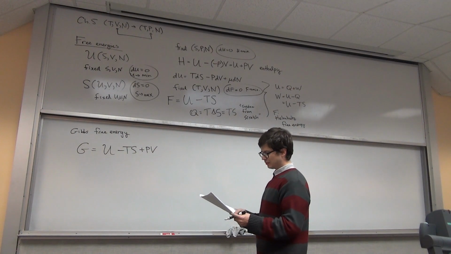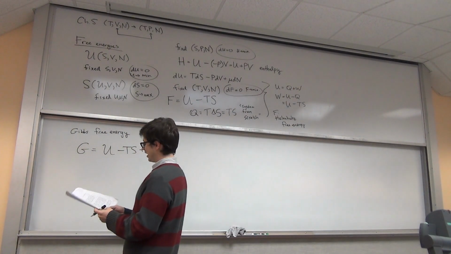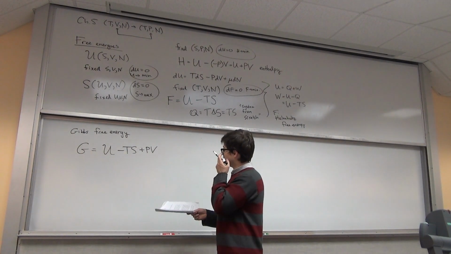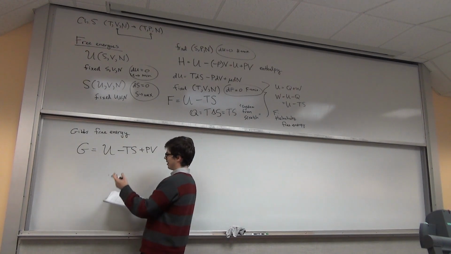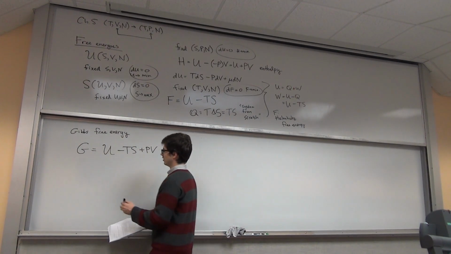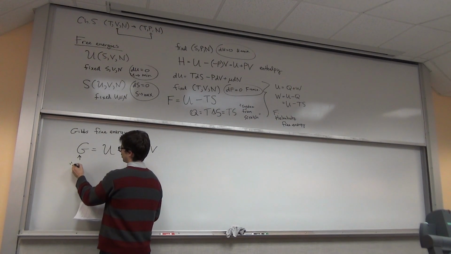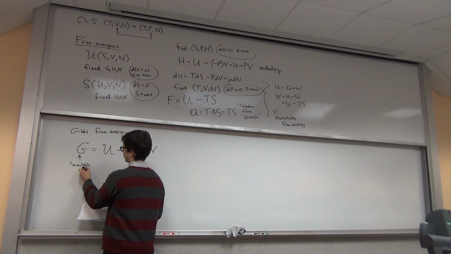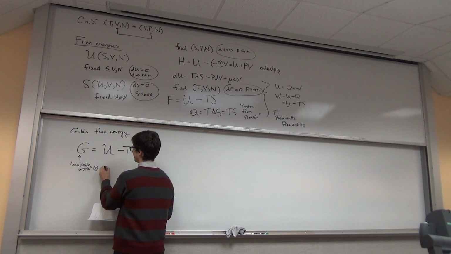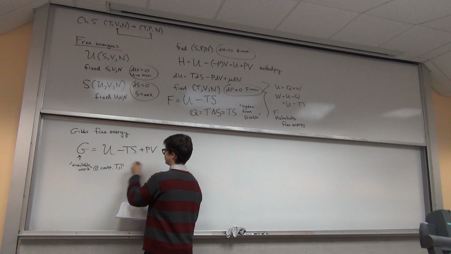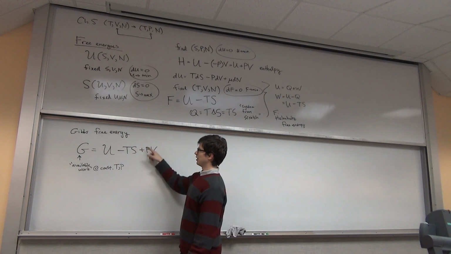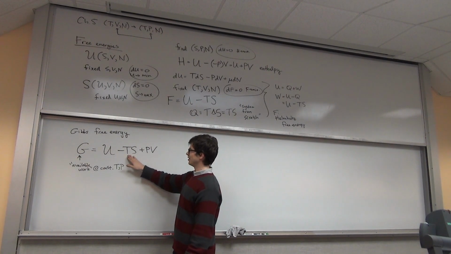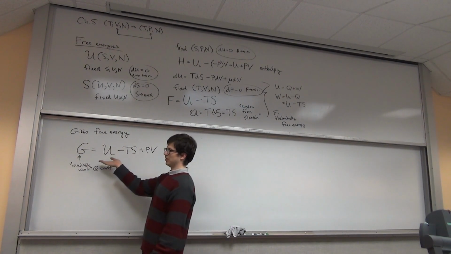So that's pretty nice. Alternatively, if you read the book, you can think about this as the amount of available work. G is sort of the available work at constant T and P. If T and P are constant, this would be the work done by the environment, right? Due to the volume changes, this would be the heat. And so everything that's left over would just be other work.